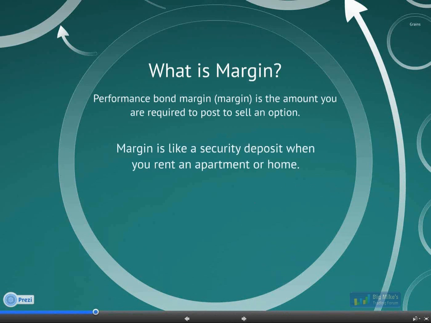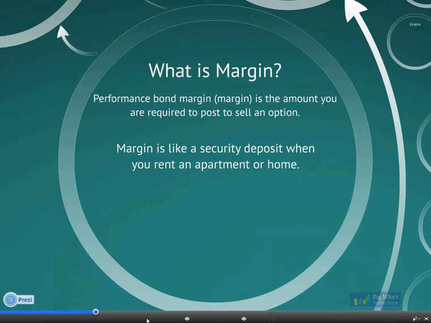Margin, one example is that margin is like a security deposit when you rent an apartment or home, so that if something goes wrong, the owner will take your security deposit to cover it if something drastically goes wrong. Well, the same thing with margin. You put margin up when you sell the option. You don't put any margin up when you buy it, only when you sell it.